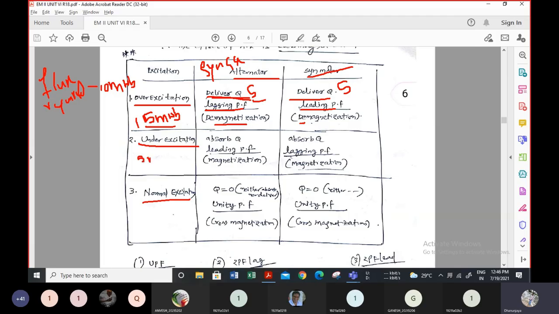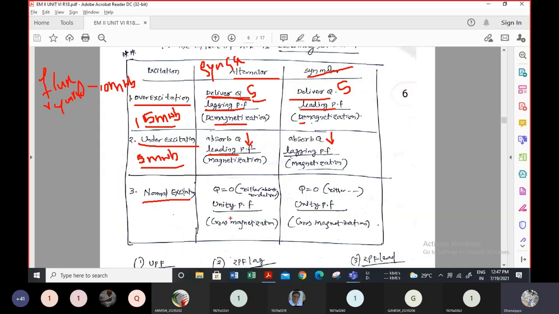In under excitation, we have only a less amount of reactive component, 5 milliwebers short, to generate the reactive power. So in both cases we are absorbing the power from the bus bar. The only difference is the power factor: for the synchronous generator it is leading power factor, and for the synchronous motor it is lagging power factor.